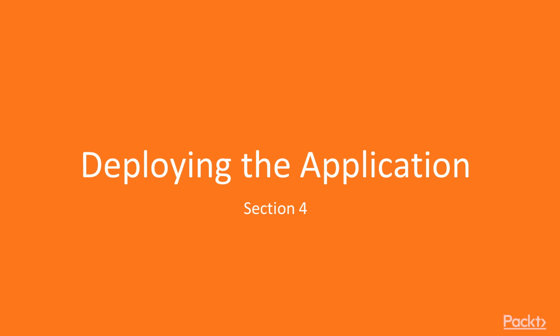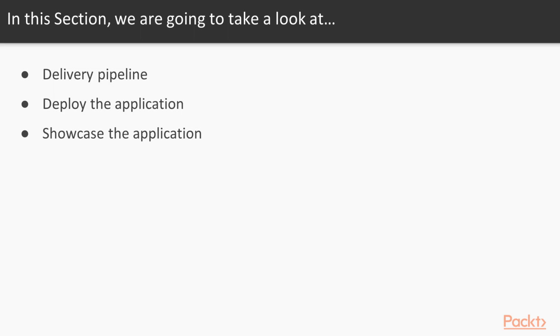In this section, we are going to focus on the core Agile practices to enable application deployment reliably, frequently, and continuously. Here is what we're going to cover. First, we are going to discuss the delivery pipeline and its critical role in continuous deployment. Then, we are going to deploy our application to the IBM Cloud. And finally, we are going to showcase our application and its functionalities.